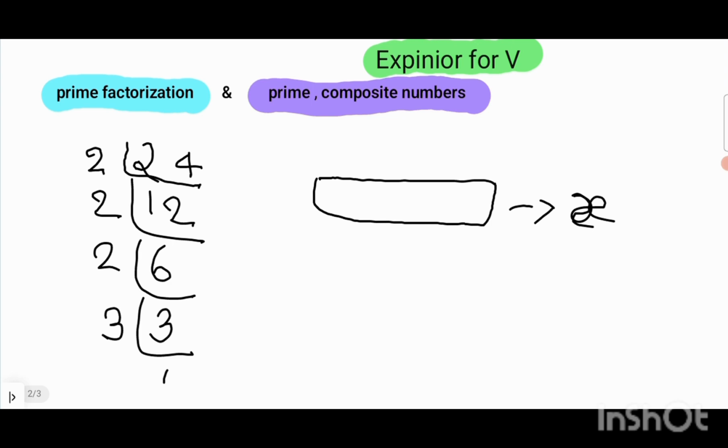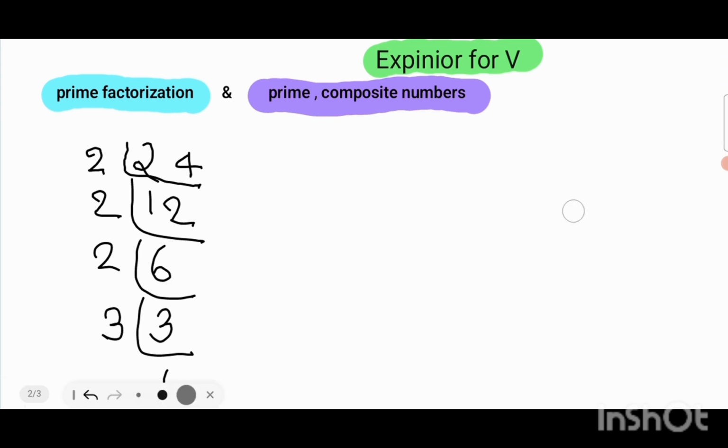Before knowing what is meant by prime factorization, we have to know what is meant by prime and composite numbers. Then you will know what is meant by prime factorization. So prime numbers are those numbers which have only two factors. Let me explain.